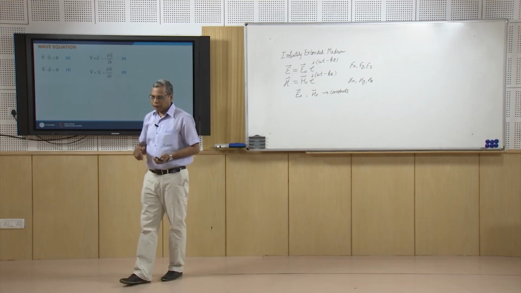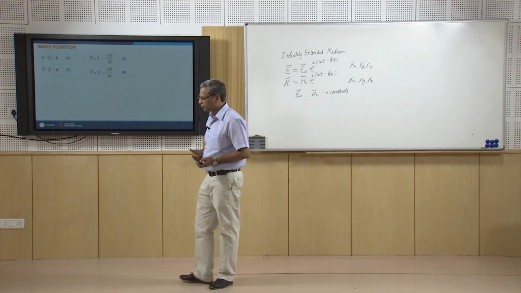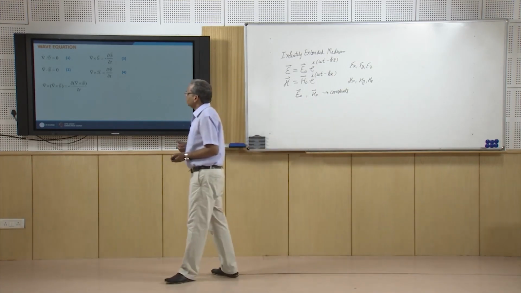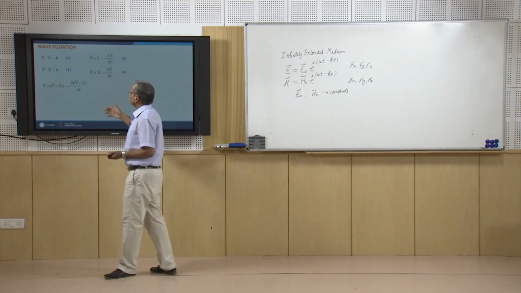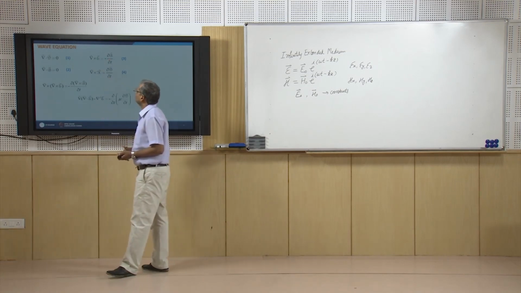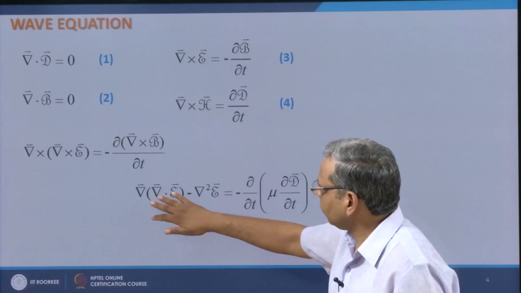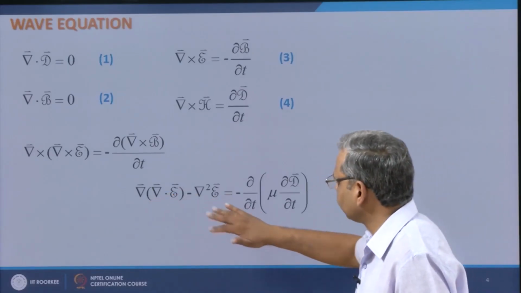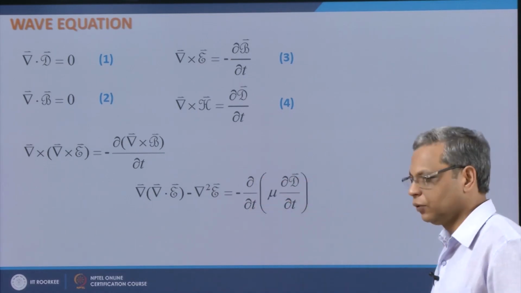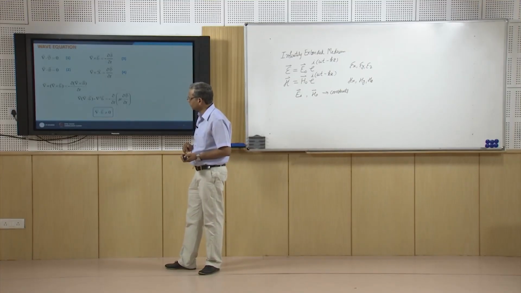So, what should I do now? Again I should form the wave equation so that I can find out what the electric and magnetic field solutions are. The usual procedure to find the wave equation is to take the curl of this equation and use the other Maxwell's equations in it. So, I get del of del dot E minus del square E is equal to minus del over del t of mu times del D over del t, in the same way as I had done in the previous case.